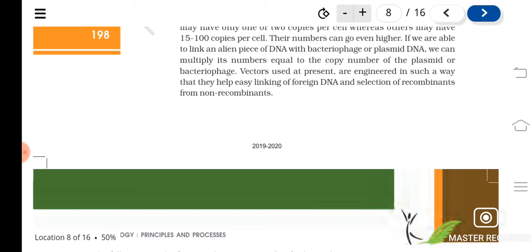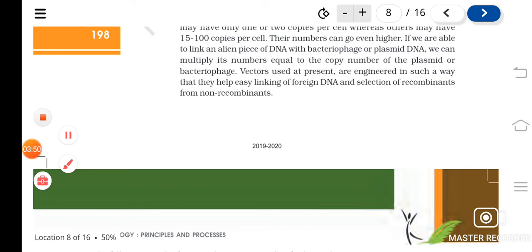Recombinants means what? Even though we do all this process for the cutting of the foreign DNA and then add it to the vectors, it is not sure that all the vectors will successfully pick up the foreign DNA. Understood? So we have to select which have got the foreign DNA, successfully added, and which have not. So this is also very important.